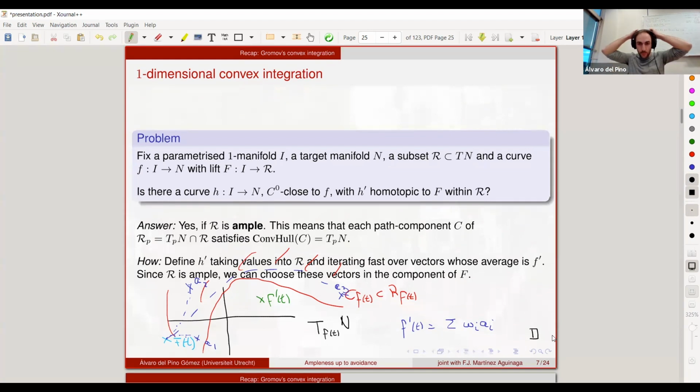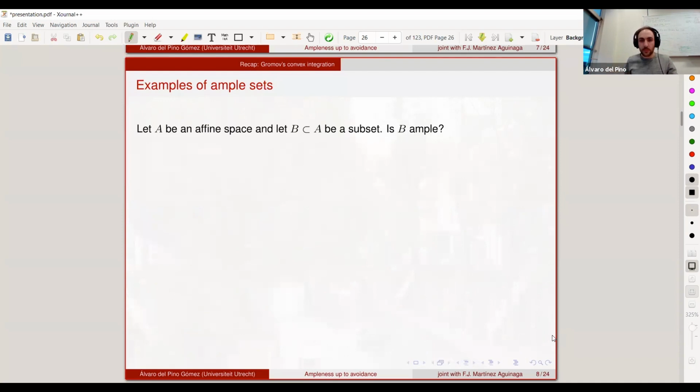Okay, so at this point, we're experts in one-dimensional convex integration. I guess everyone is happy. Does anyone have complaints? Okay, cool. So again, let me do typical pictures just to make sure we're all on the same page.